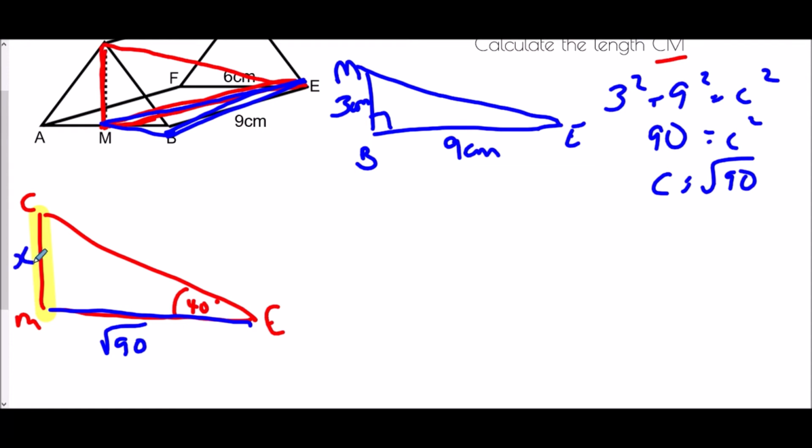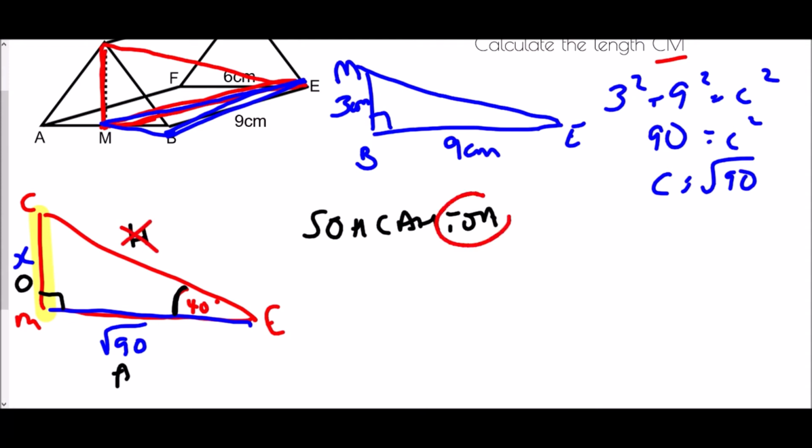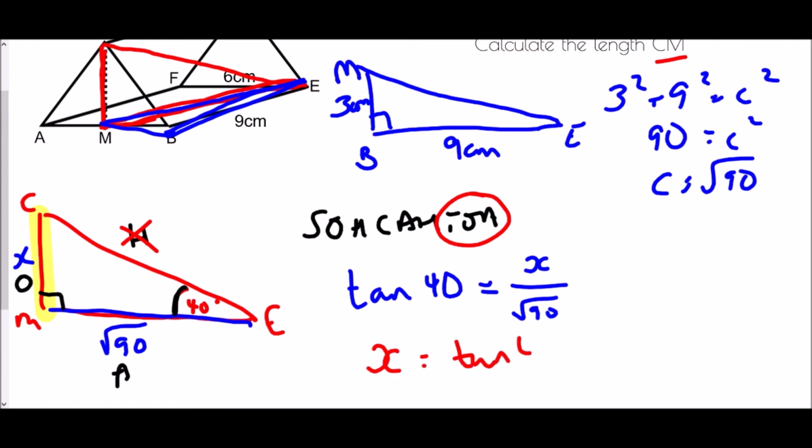I want to find out CM, so I'm going to call that X. And I'm going to now have a look at my right angled triangle CEM. And in this question, the key here is that here's our right angle. We need to label the diagram because we have an angle involved. So we have our hypotenuse, we have our opposite, we have our adjacent, and so again with SOHCAHTOA we just need to decide which one we're going to use. Well, we haven't got anything to do with hypotenuse, so it must be TOA, and so tan of 40 equals x over root 90, and therefore if I want to get x all on its own, I'm going to do tan 40 times root 90, and it should give me my answer straight away.